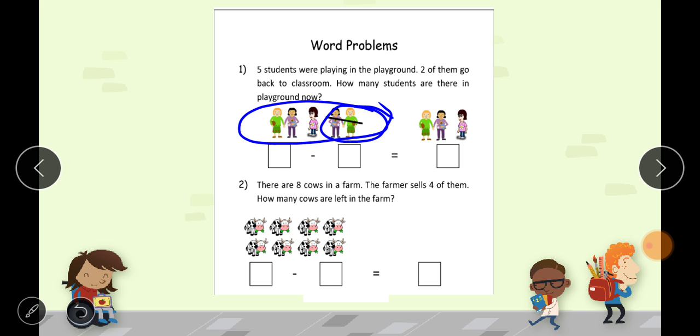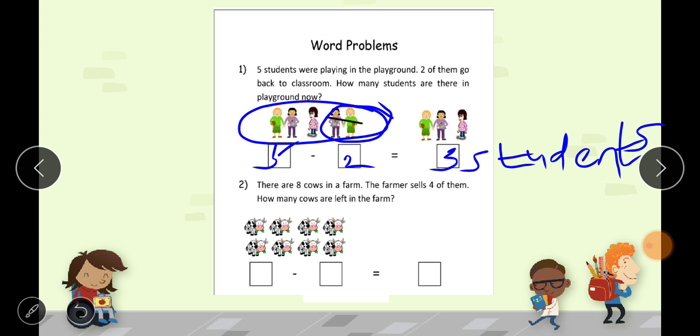So write out the number sentence. 5 minus 2 equals 3. 3 what? 3 students. So you write your students here. We move on to number 2.